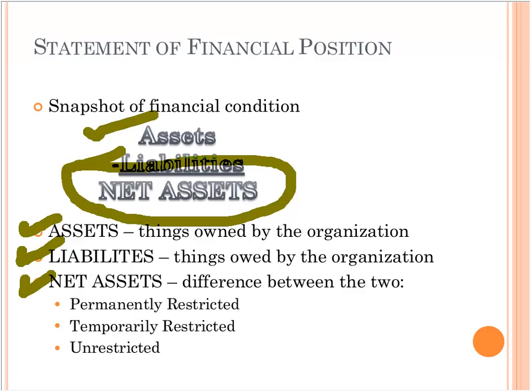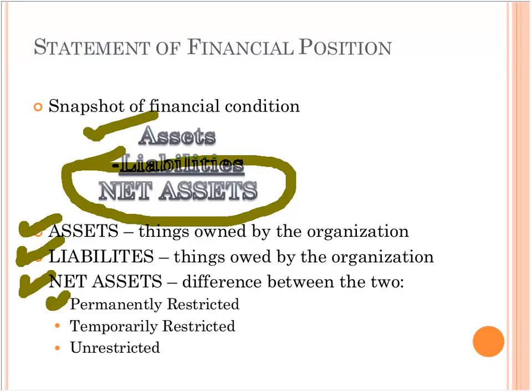Net assets, or the equity in the organization, may be permanently restricted. Permanently restricted is not something that all community action agencies have. It applies to organizations that have an endowment. These are gifts that have been donated to the organization and given by a donor with the restriction that only the earnings can be used and the corpus can never be touched.